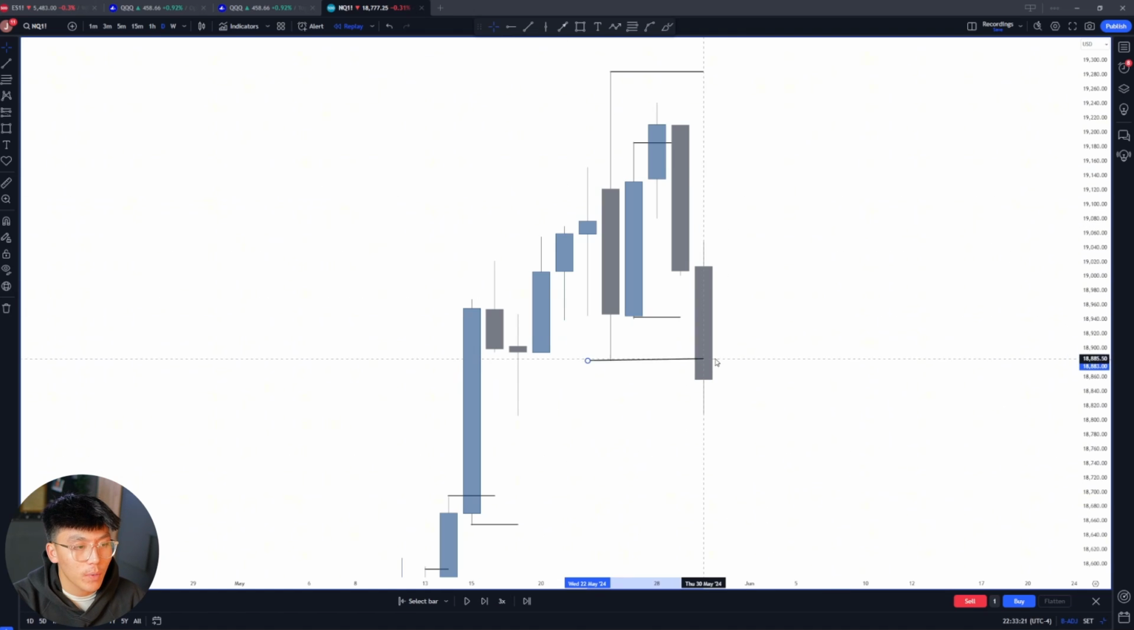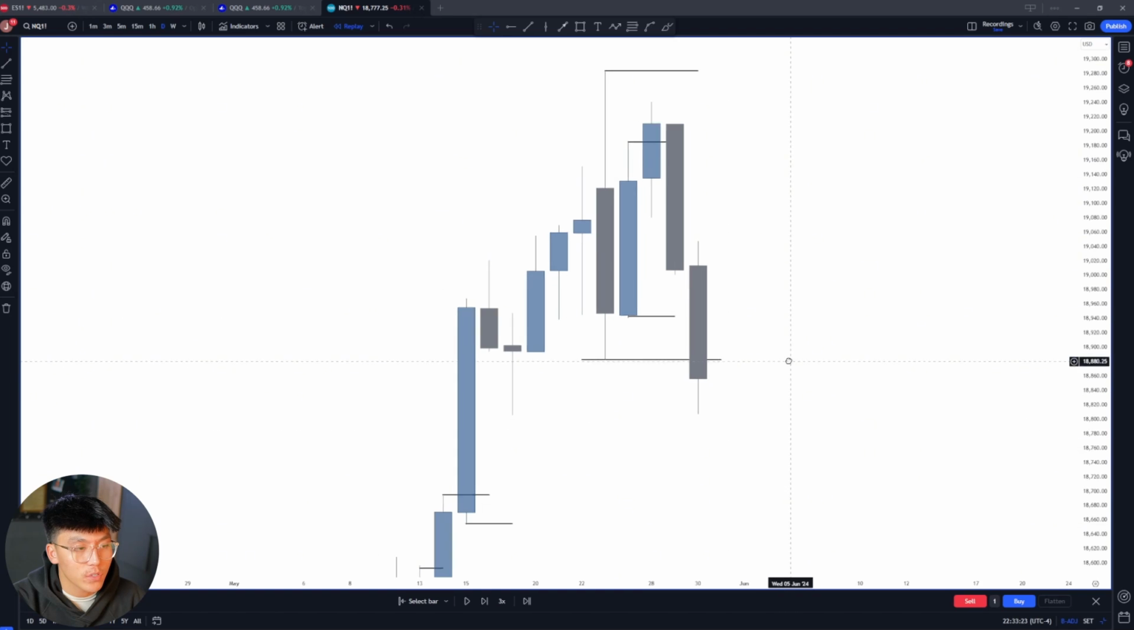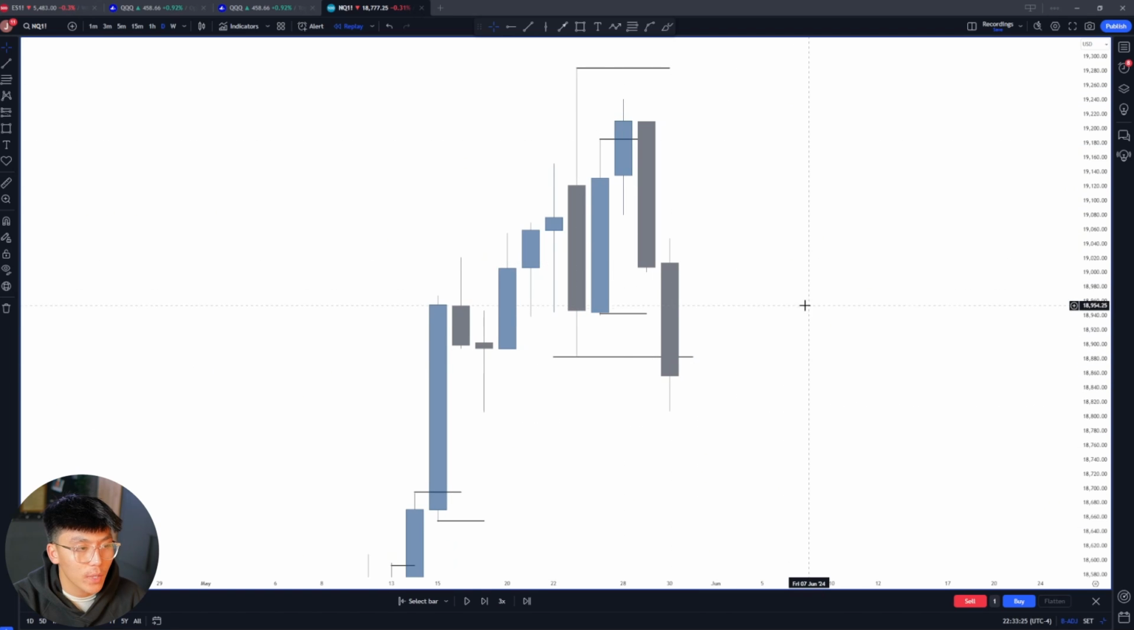So you can see right here, we finally break outside of its range. We end up breaking outside of this candle's range. You can see as well where we're closing fairly weak. We're closing underneath this candle's low as well.